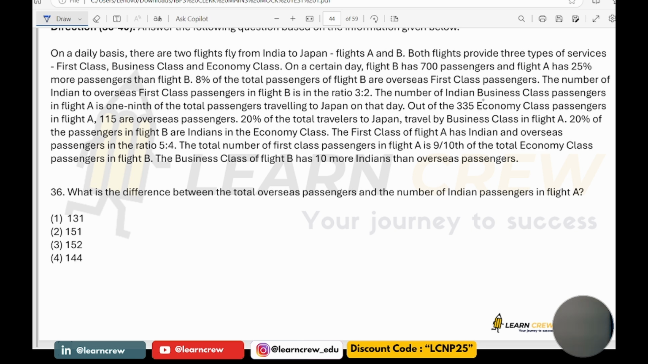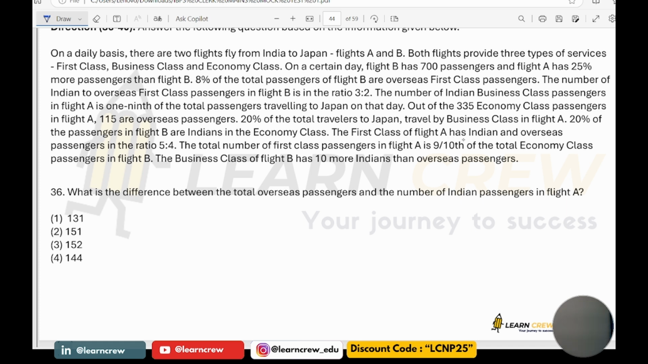The number of Indian business class passengers in flight A is 1/9 of the total number of passengers traveling to Japan on the day. Out of the 335 economy class passengers on flight A, 115 are overseas passengers. 20% of the total travelers to Japan travel by business class in flight A. 20% of the business passengers in flight B are Indians in the economy class.